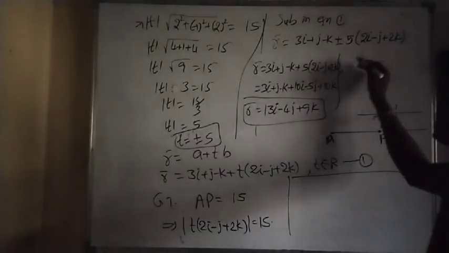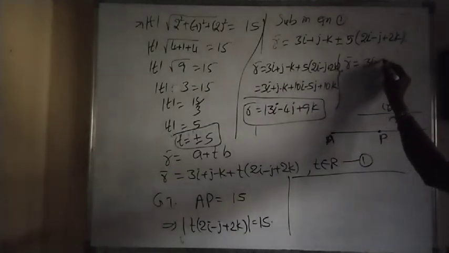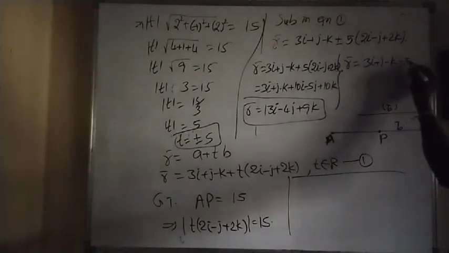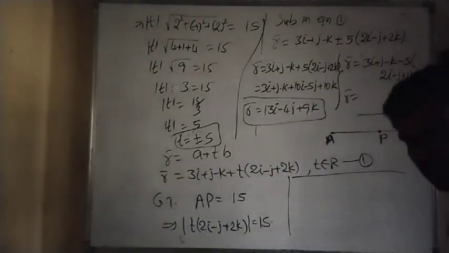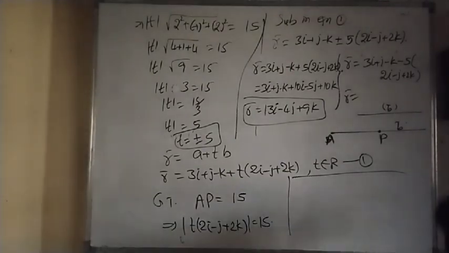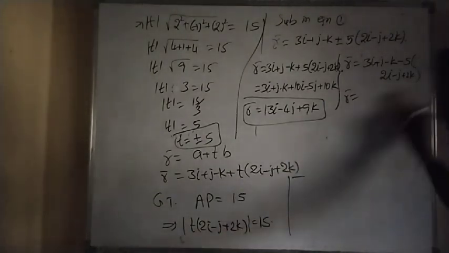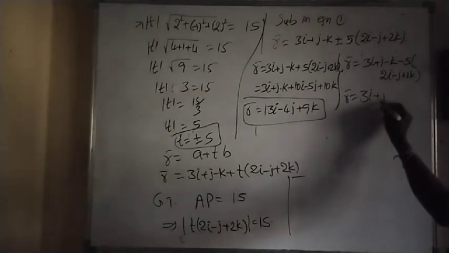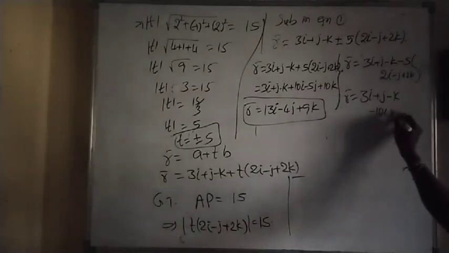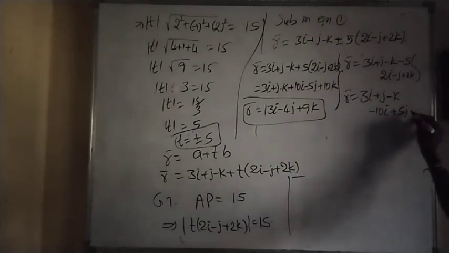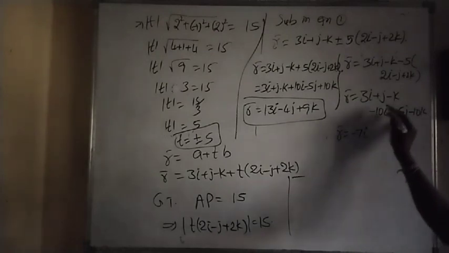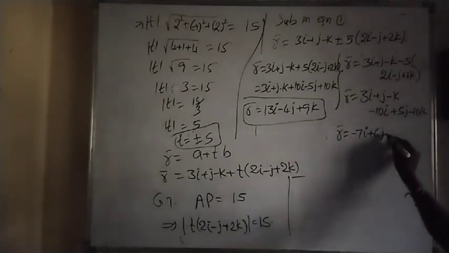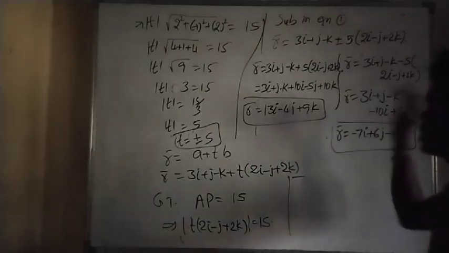If you take minus 5, we get 3i plus j minus k minus 5 into 2i minus j plus 2k. Simplify this: 3i minus 10i, j plus 5j, k minus 10k. So r bar equals minus 7i plus 6j minus 11k. So this is the answer.